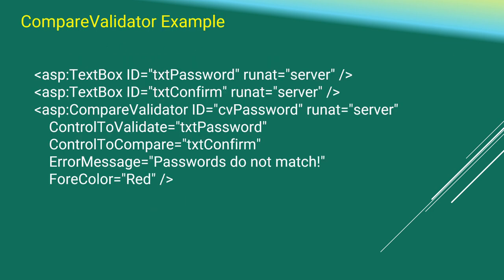In this example, we have two text boxes, one for the password and one to confirm it. The compare validator ensures both values match. If not, it displays the error message.